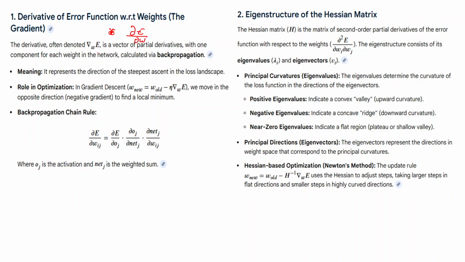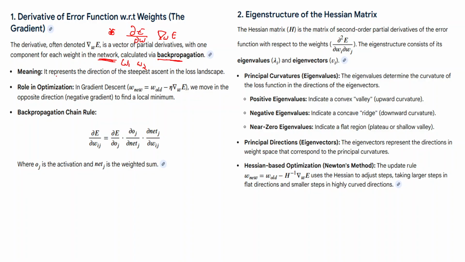Often this is denoted by ∇_W E, a vector of the partial derivatives with one component for each weight in the network. For every weight, that is, we have W1, W2, then we have the derivative of E with respect to W1 and the derivative of E with respect to W2, and it will be calculated using the backpropagation algorithm.